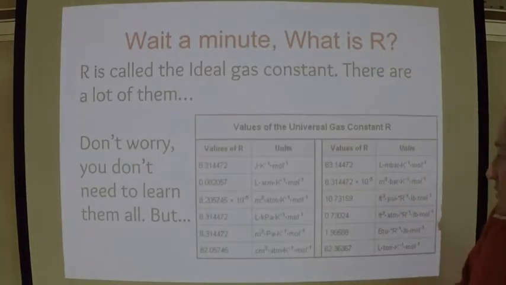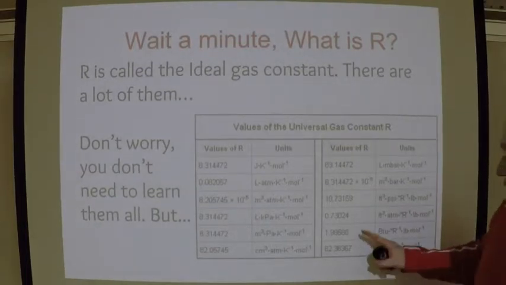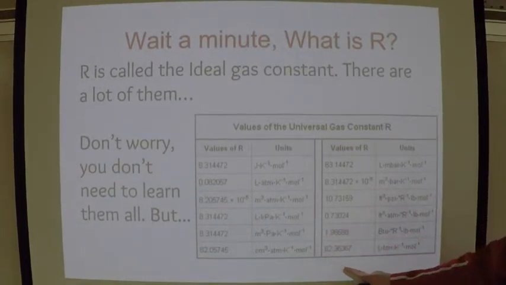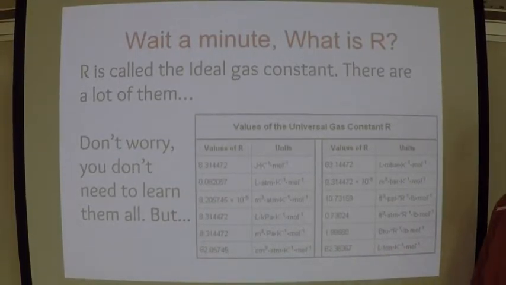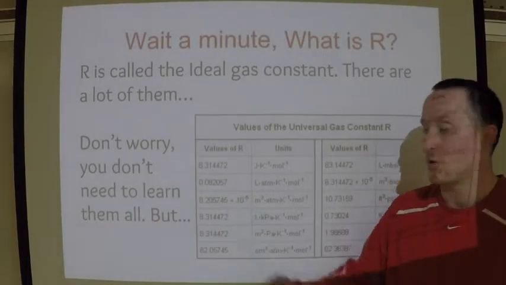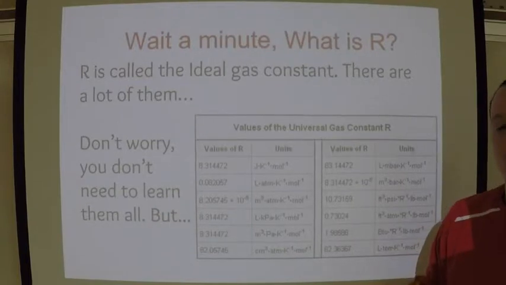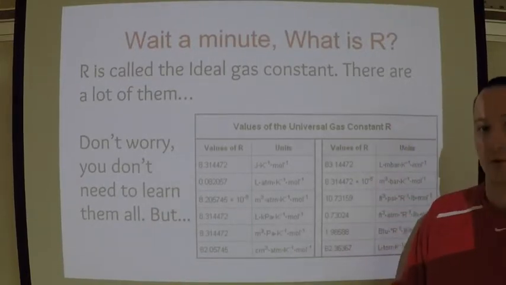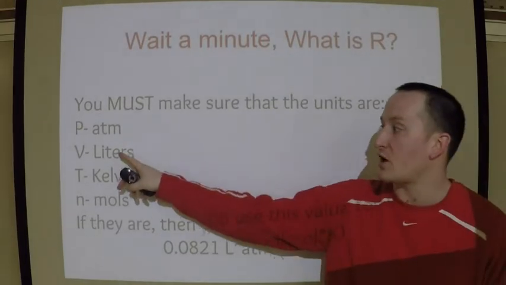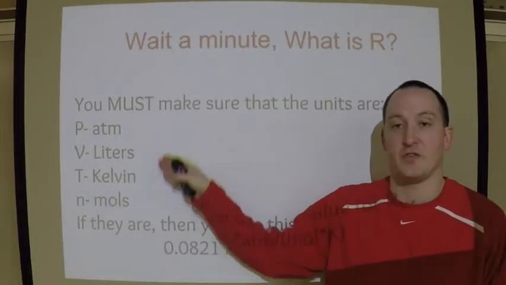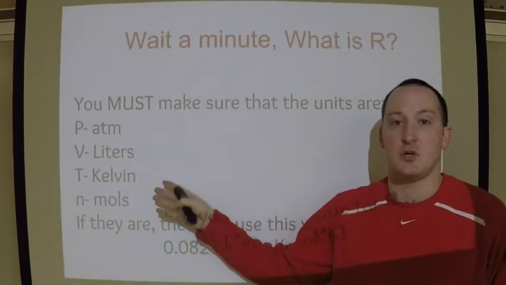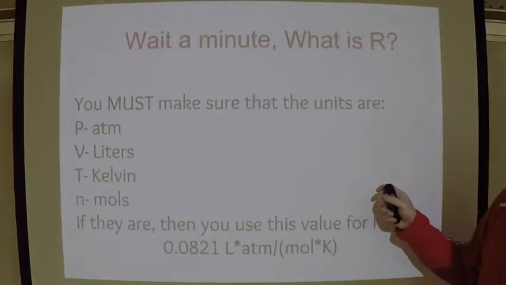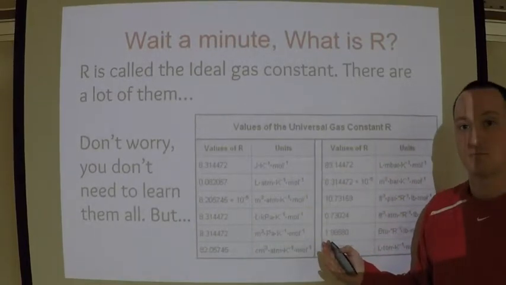Well, if that was the case, you would have had to use an R value that has torr in it, which is right here. So you'd have to use 62.36367, not 0.0821. All right? So that's why it's super important for you to always have your pressure, volume, temperature, and moles in these units. Because if you exchange one of those units for something else, you'd have to use a different R value.